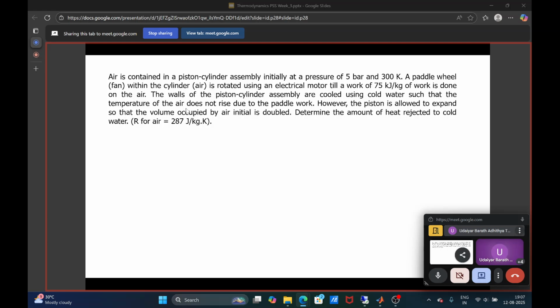So that's the case. You have a piston cylinder assembly initially, and within the cylinder you have a paddle wheel or a stirrer wheel. It is supplying work to the air inside. That is work in, because of which the temperature will rise. That is reduced by doing work and rejecting heat, such that your temperature remains constant. So we need to find out how much work the piston does and how much heat is rejected.